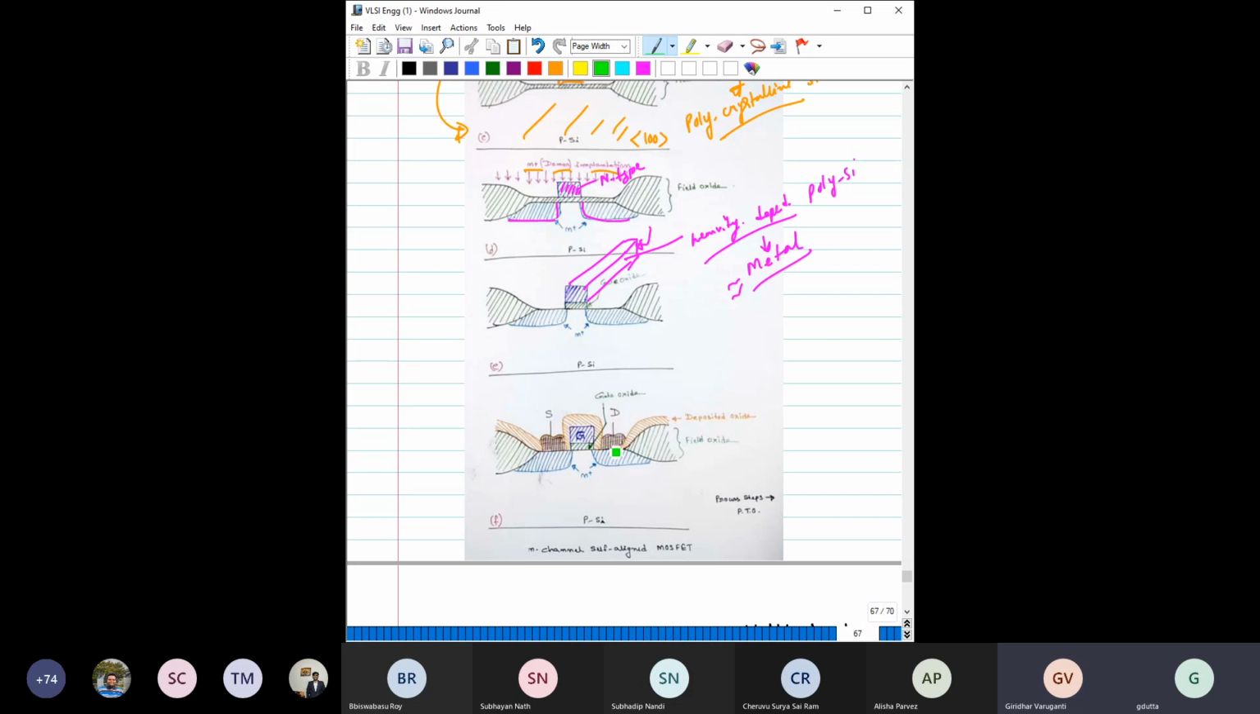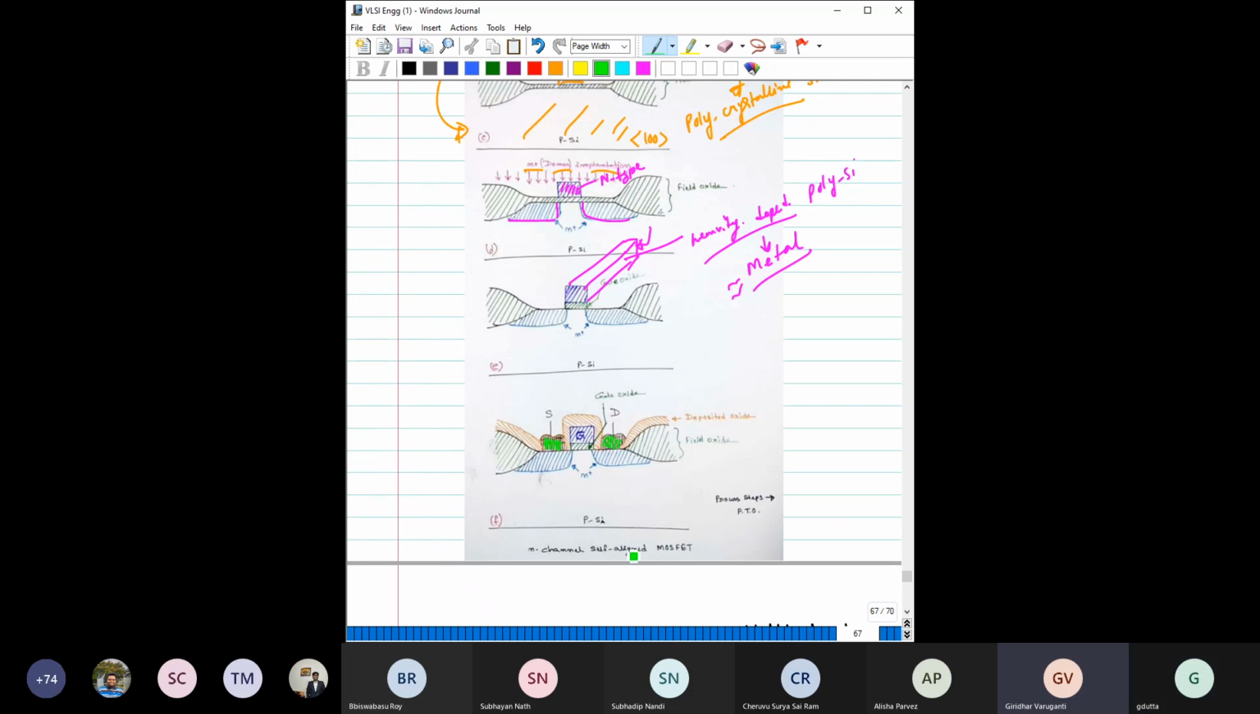So you initially deposit an oxide everywhere, right? Then remove this region's oxide, remove this region's oxide, and then deposit metal here, deposit metal here. So now you see this metal with this oxide is isolated from this gate polysilicon. So is this metal from this gate, right? So this is basically for isolation purpose.